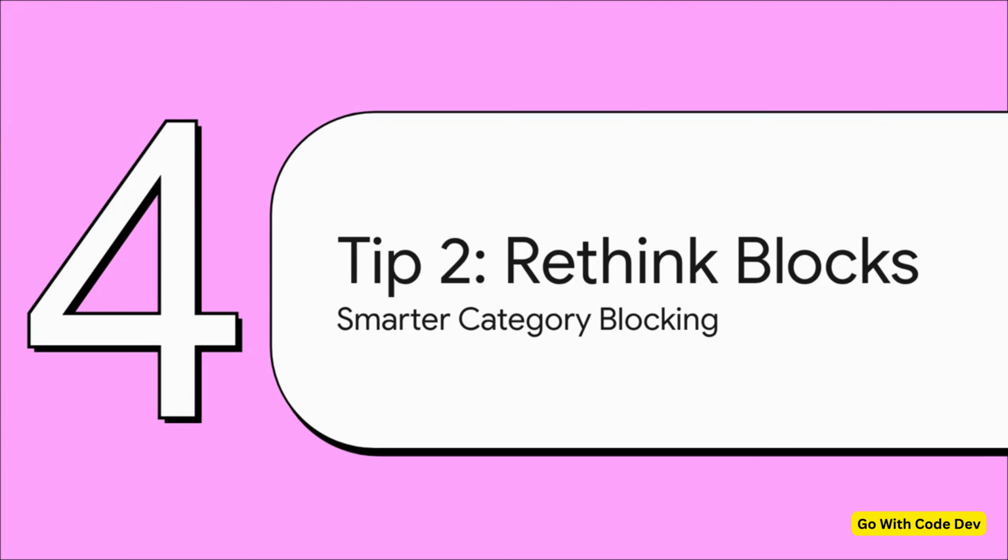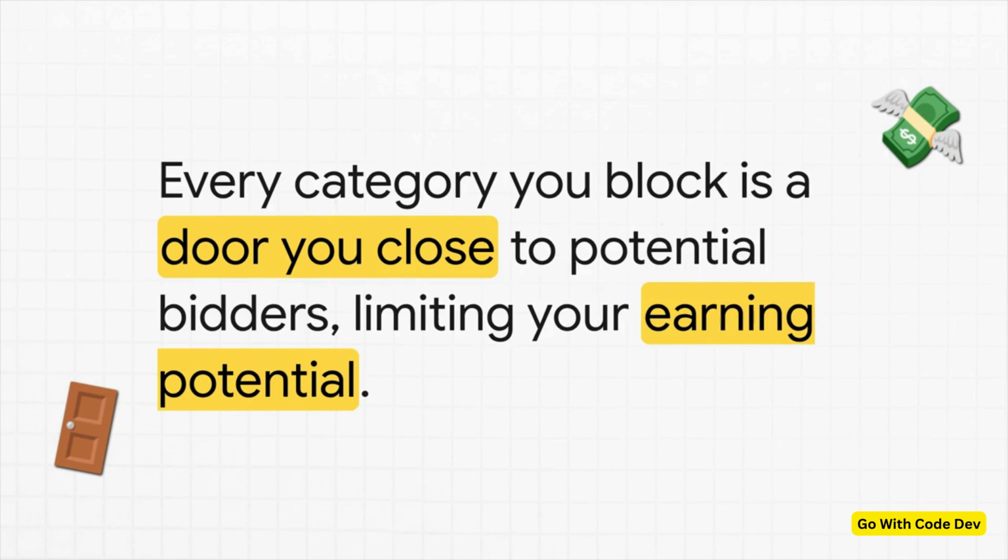Okay, on to our second tip, which builds right on top of that idea of maximizing competition. It's time to rethink your blocks. We need a much smarter approach to how we handle ad category blocking. This is such a simple but powerful concept. Think about it. Every single category you block, that's a door you're slamming shut on a whole group of potential bidders. You might think you're curating the user experience by blocking a broad category like finance, but what you're really doing is shrinking your advertiser pool and just capping your own earnings.